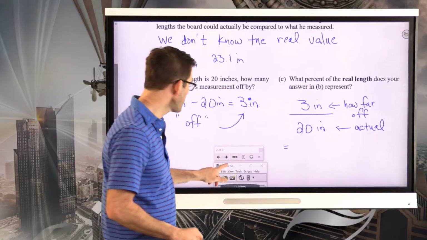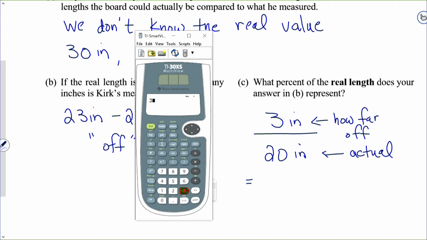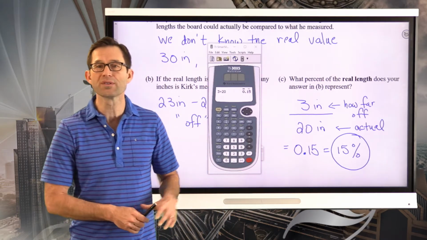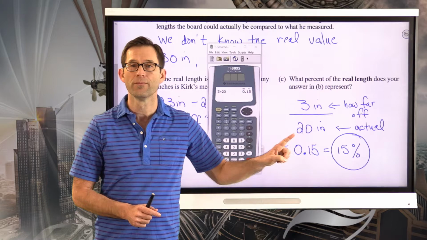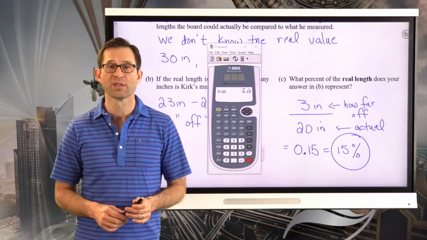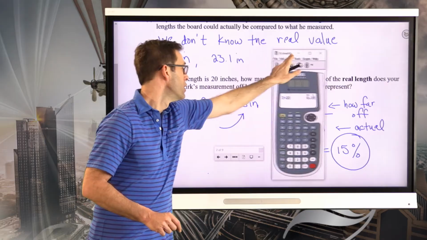And now this is easy enough with our calculator. We can just bring this out and do 3 divided by 20. This will give me the decimal version of the percent, 0.15, which means we have a 15% error. The percent error is always the percent of the actual value that how far off we are represents. So we are 15% away from the true value if we measure it as 23 inches, but it really should have been 20.